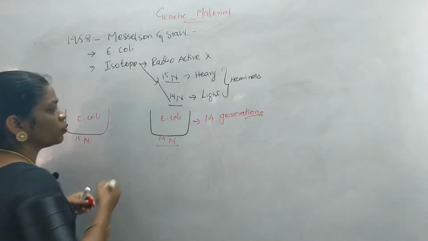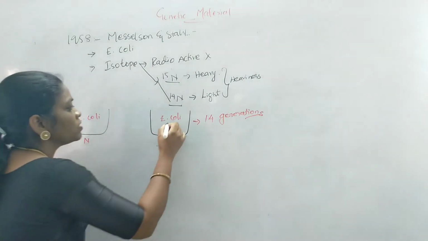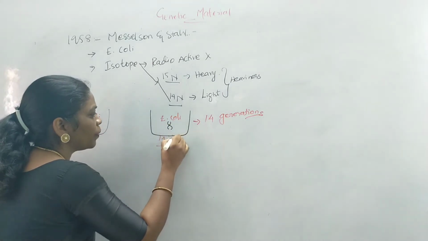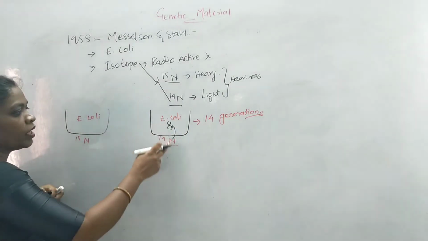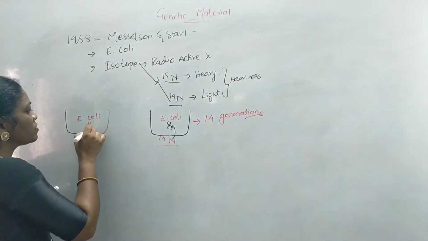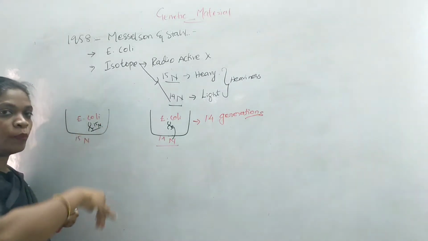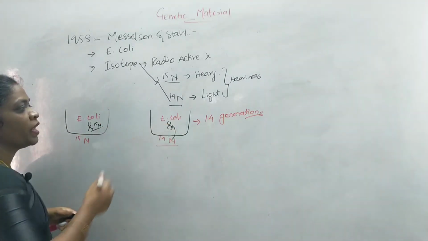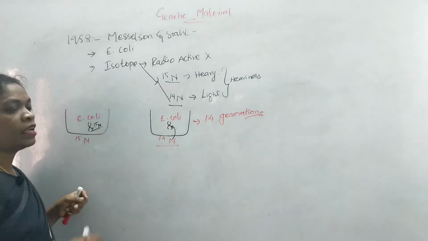nitrogen incorporate into the DNA of E. coli. So what may have happened? This E. coli DNA may have incorporated this 14N into their DNA. So the DNA of E. coli contains N14 in their DNA, and the E. coli of this group contains N15 in their DNA strand. So it has entered inside the DNA of E. coli, that is N15 has entered here and N14 has entered here.